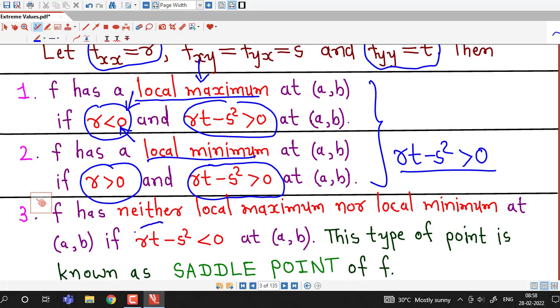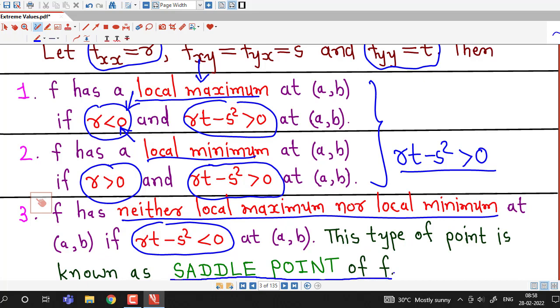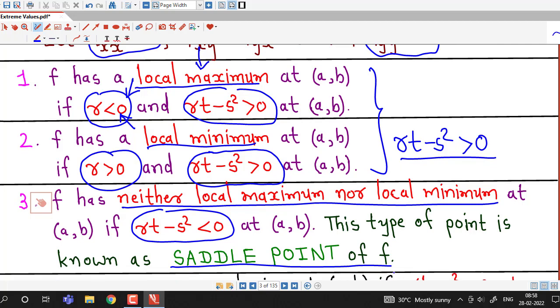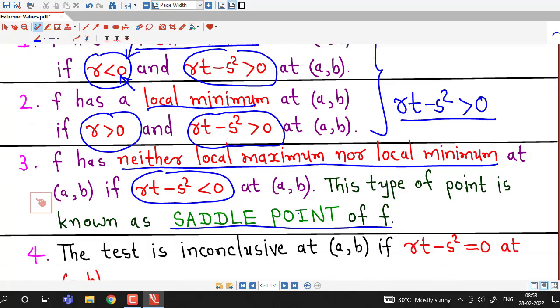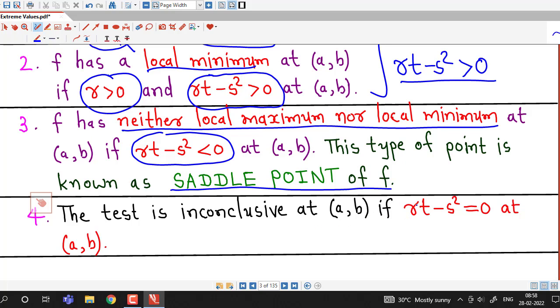And if rt minus s square is negative at that point, then f has neither local maximum nor local minimum at that point. This type of point is known as saddle point of given function. Sometimes they ask the definition of saddle point of a function. So we can write that the point at which function has neither local maximum nor local minimum is called saddle point of a given function. The test is inconclusive at point AB if rt minus s square is equal to 0 at that point AB.